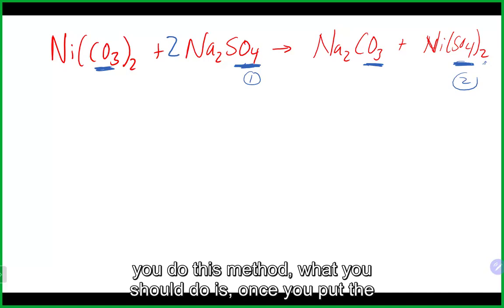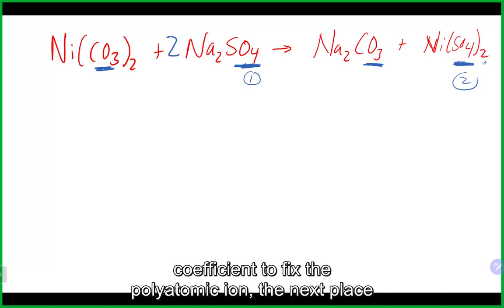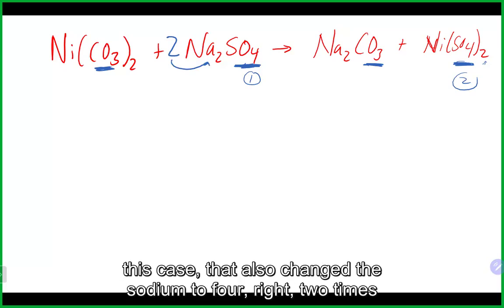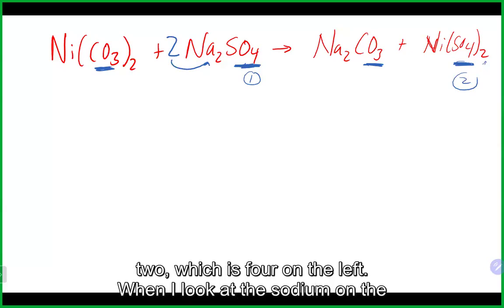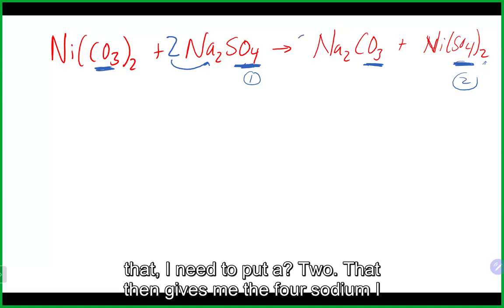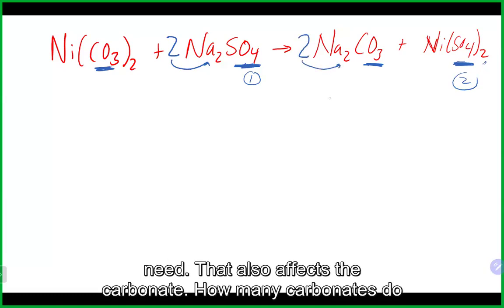Now, when you do this method, what you should do is once you put the coefficient to fix the polyatomic ion, the next place you should go is whatever elements go with it, right? So in this case, that also changed the sodium to 4, right? 2 times 2, which is 4 on the left. When I look at the sodium on the right, how many do I have? So I need to fix that. So to fix that, I need to put a 2. That then gives me the 4 sodium I need. That also affects the carbonate. How many carbonates do I have now?